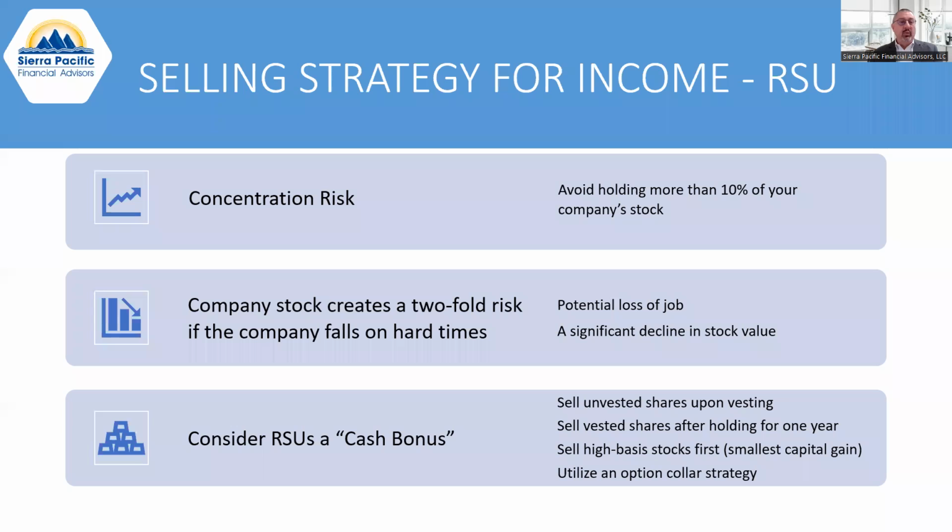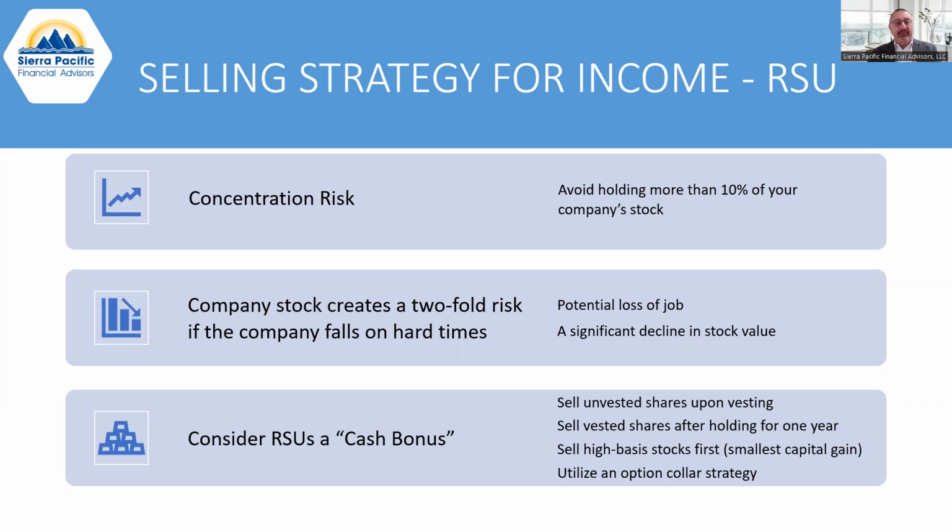The second thing is that holding more than that 10%, 40, 50, 60, which we see a lot by the way, creates twofold risk if the company falls on hard times. First of all, there's the potential for job loss if you get laid off, if times are really tough. And also you have a significant price decline in your shares. So for any of you unfortunate enough to be holding Apple right now, or Amazon, I'm sorry, you're really seeing that over 2022.